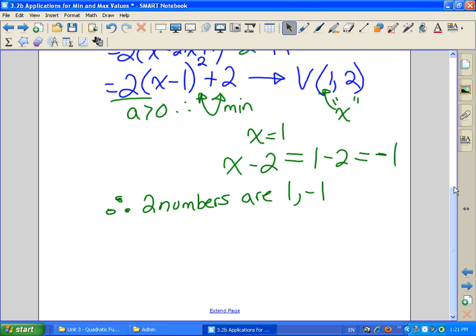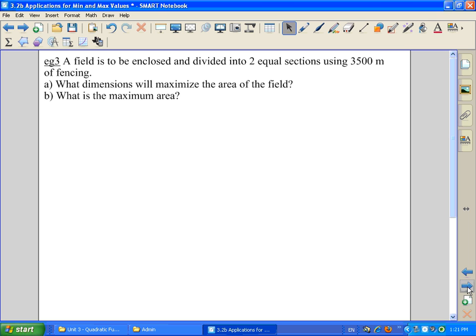All right, let's move on to the third example, and it's usually the harder one, so we'll take some time, make sure we understand how to do this. This is one of those field questions where you've got to maximize the area. The key here, guys, is to read the question and create a drawing to help you understand that. A field is to be enclosed and divided into 2 equal sections. That means it's not going to be a regular rectangle, which we would optimize to a square, so it's going to be a little different.